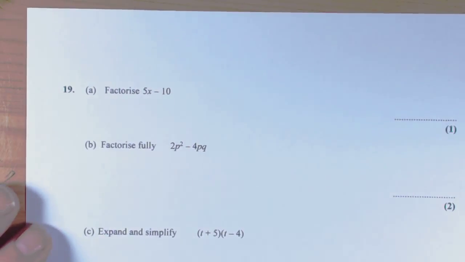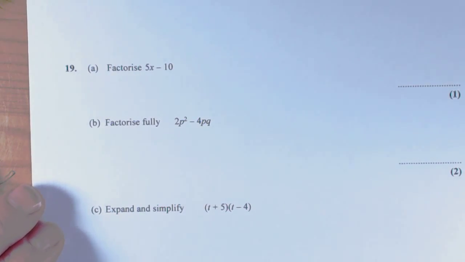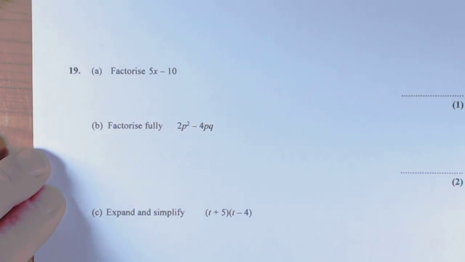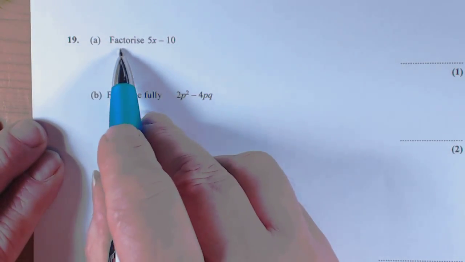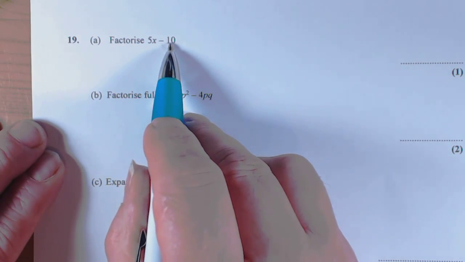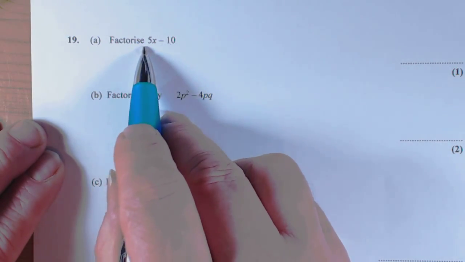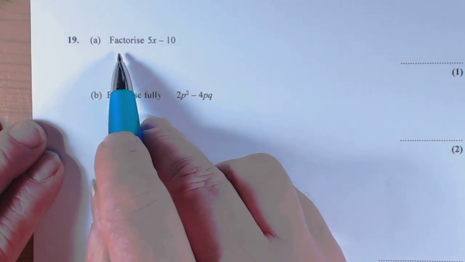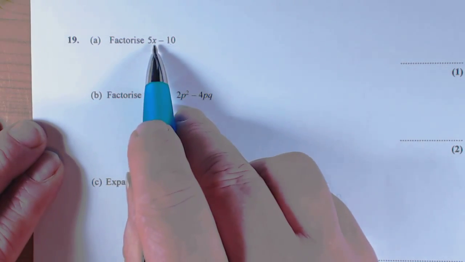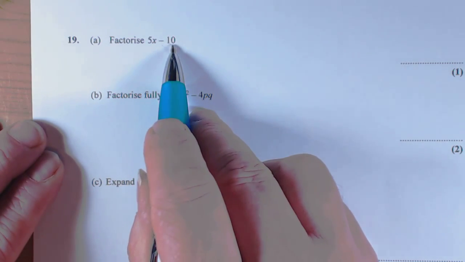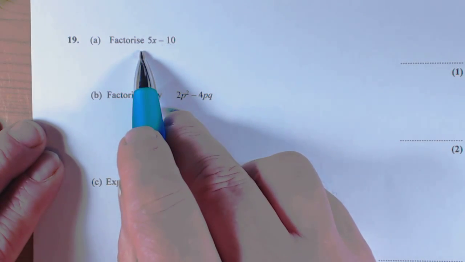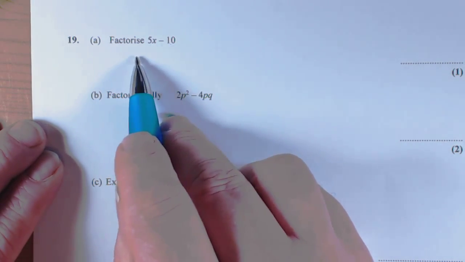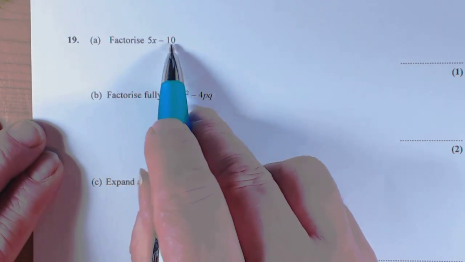So this question is asking us to work with factorising and expanding and simplifying expressions. So let's have a quick look at the first part. It wants us to factorise 5x take away 10. Factorising is about putting things back into bracket form, and we look for common factors to allow us to do that. If an expression has no common factors, then it tends to be telling you to do things in two brackets. This one does have a common factor.